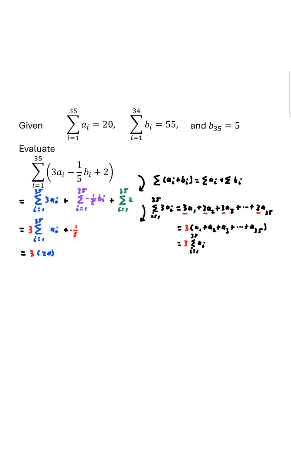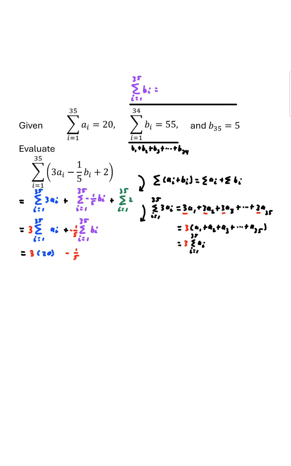If we use that property for the rest, the summation from i equals 1 to 35 of negative 1/5 b sub i is negative 1/5 times summation from i equals 1 to 35 of b sub i. But we'll notice that we can't substitute in directly because this is summation from i equals 1 to 35, but we're given i equals 1 to 34. So we've got to figure out what the summation from i equals 1 to 35 of b sub i is.